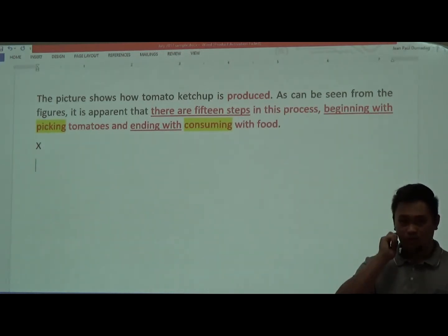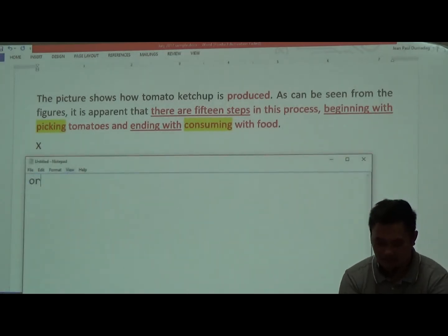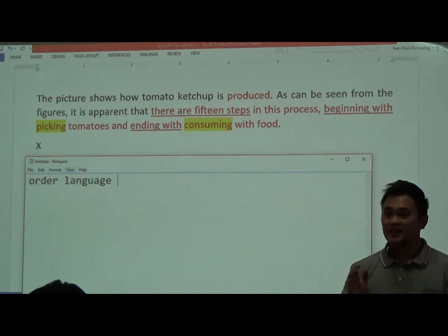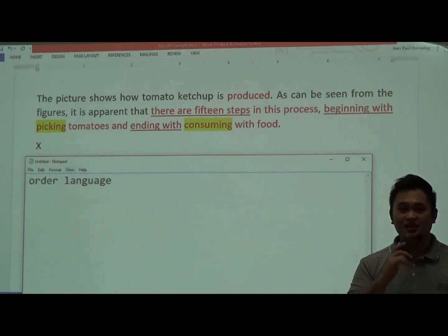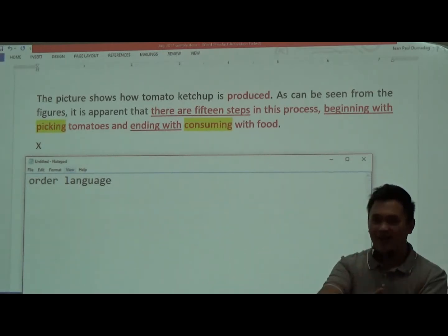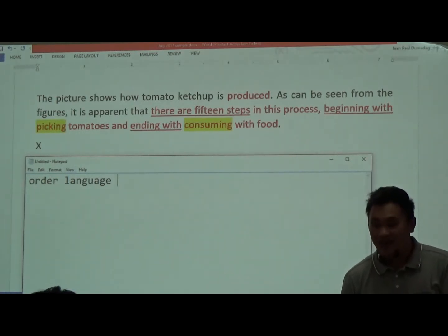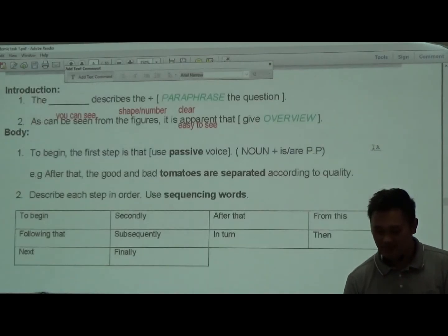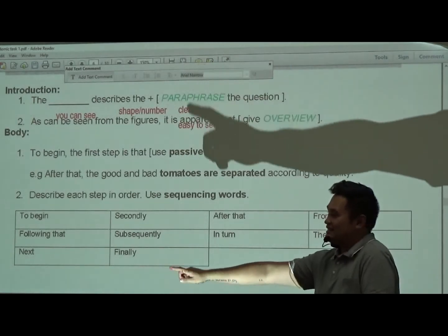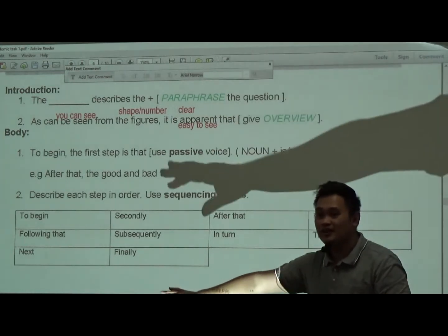There are two basic rules that we have to follow. Number one, we have to follow order language. Koreans are very good at order language. When you speak, you always say then, and, so, right? So everything is following. In English, there are about 10 of them. Where? At the bottom part of your book. Can you see that? So we will start to begin. Secondly, after that, each line you write, we will follow this.